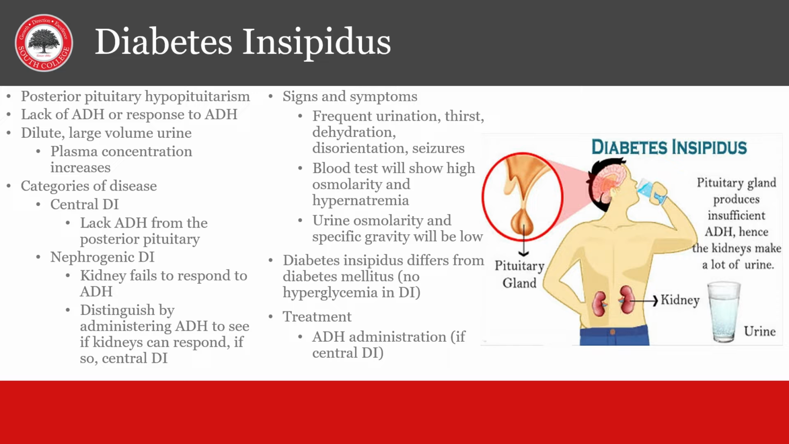Diabetes insipidus is the other type of diabetes besides mellitus. Diabetes just means polyuria, or making a lot of urine. DI deals with ADH, not insulin and glucose. So do not get them confused.